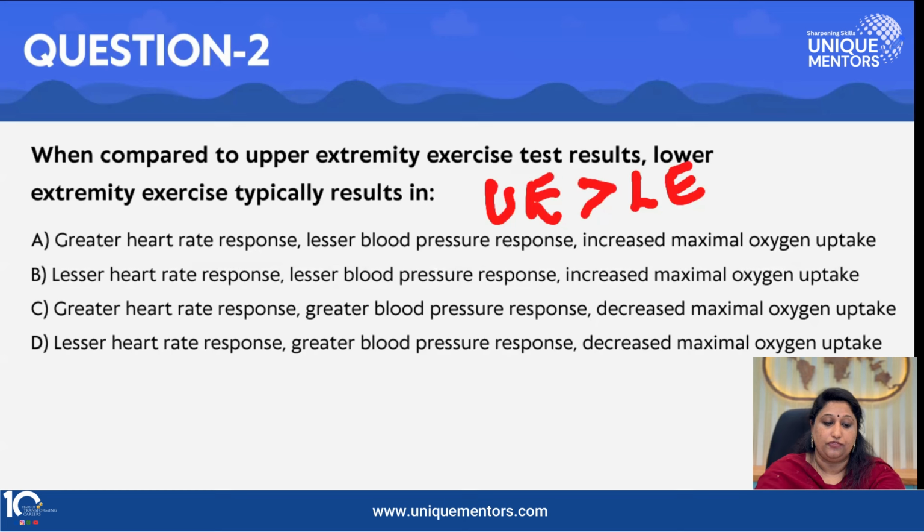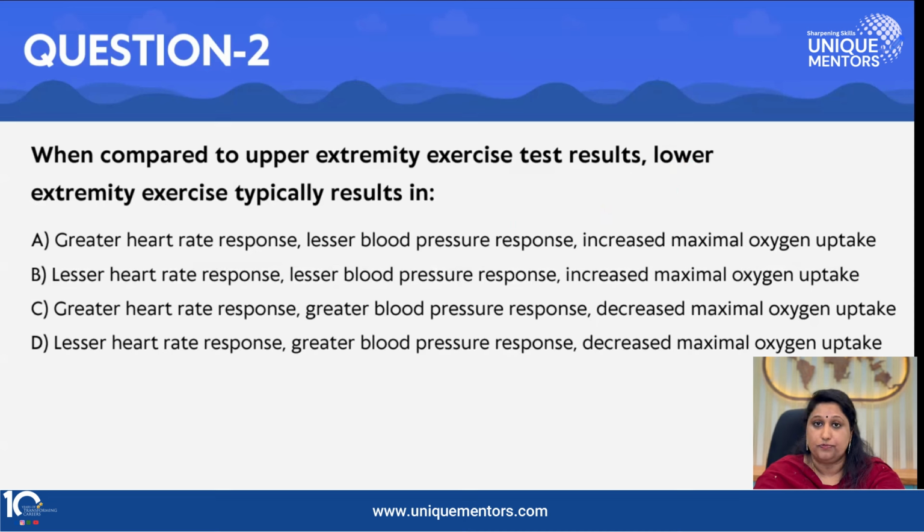So when you think of BP and heart rate response, whenever you are doing an upper extremity workout, it will always be greater when compared to the lower extremity. So the key information that you have to see here is, we need a comparison between the upper extremity and lower extremity. And the point here is upper extremity exercise test responses, the hemodynamic responses, will always be greater than lower extremity hemodynamic responses.